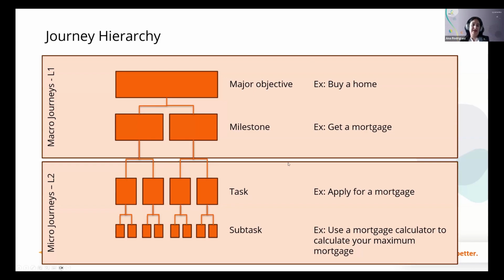What are the customers trying to achieve? These are the tasks, the specific actions that they are going to do, normally within a major objective or a milestone. For example, apply for a mortgage. This is a specific task that they want to do. Or a subtask: use a mortgage calculator to calculate your maximum mortgage.